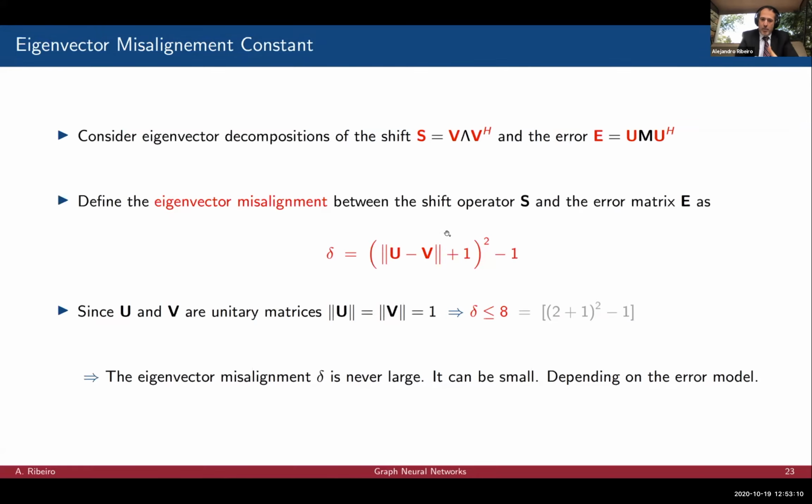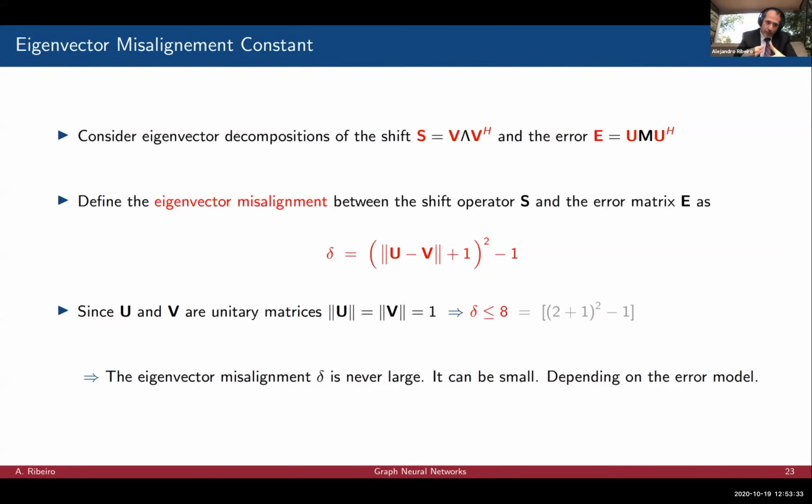You don't have to remember the specific form of this constant delta, just that it relates U and V. It measures how different U and V are. The other important aspect to notice of U and of delta is that U and V are unitary matrices. Therefore, delta is at most 8. Okay, it's never a large number. It can be small if these eigenvectors are close.